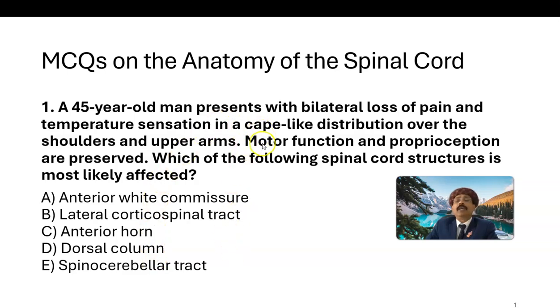This is a typical case of syringomyelia, a cavity in the center of the spinal cord, and here it will affect the anterior white commissure. So this is the site. The syringomyelia will involve this part, that is the anterior white commissure, and that is the feature of this presentation. So the answer should be A, anterior white commissure.